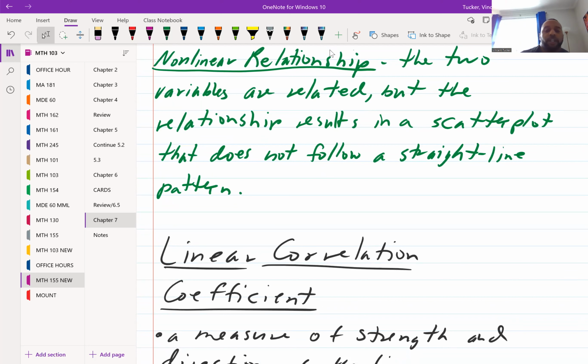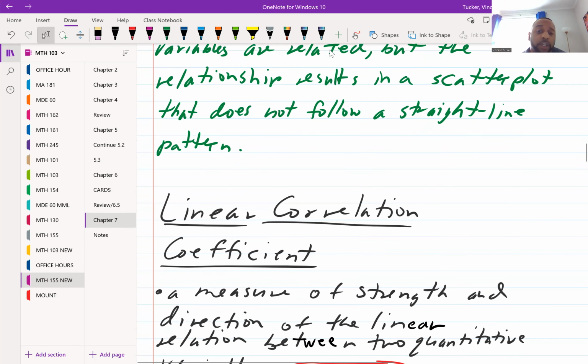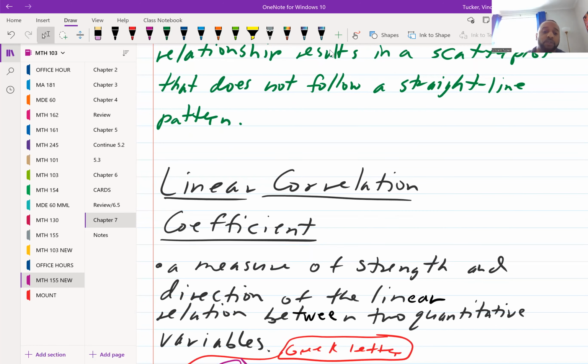All right, so next we're looking at the linear correlation coefficient and the different properties of it. So we talked about these relationships and the associations, but the linear correlation coefficient actually puts a number on what we're talking about. It's a measure of strength and direction of the linear relationship between two quantities or two quantitative variables.